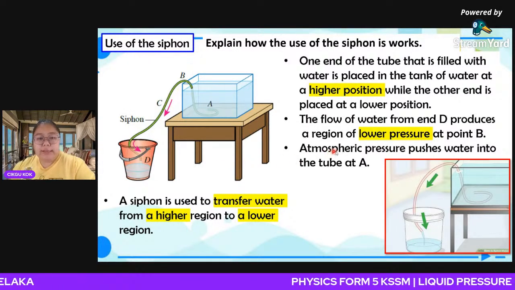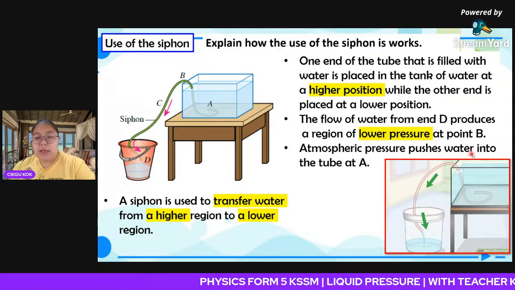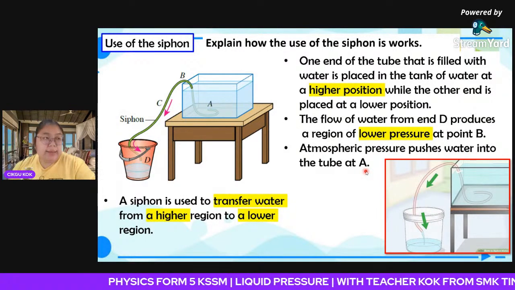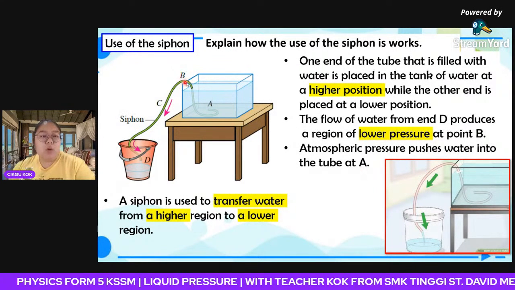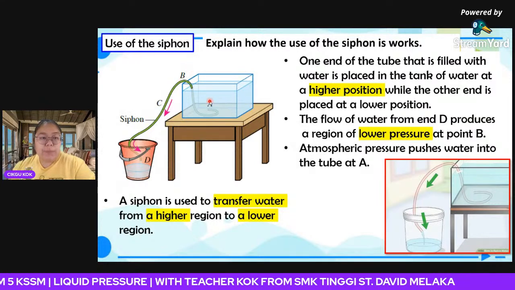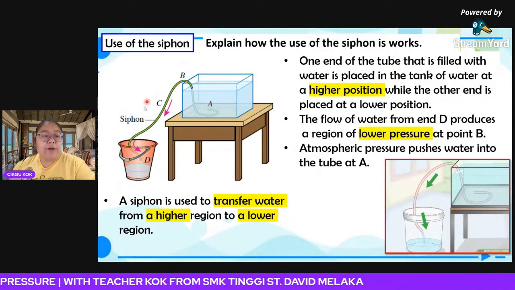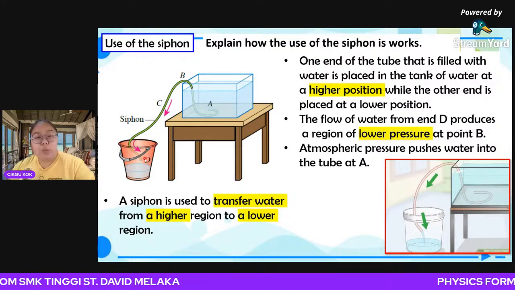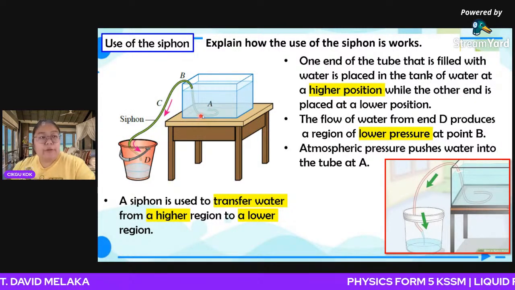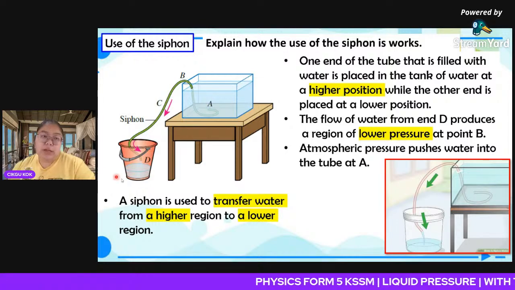From B, the water flows down to the lowest point at the end, D. So atmospheric pressure pushes the water into the tube at A, because of the low pressure at B. Finally it flows out at D. This is how the siphon works to transfer liquid from the higher region to the lower region.